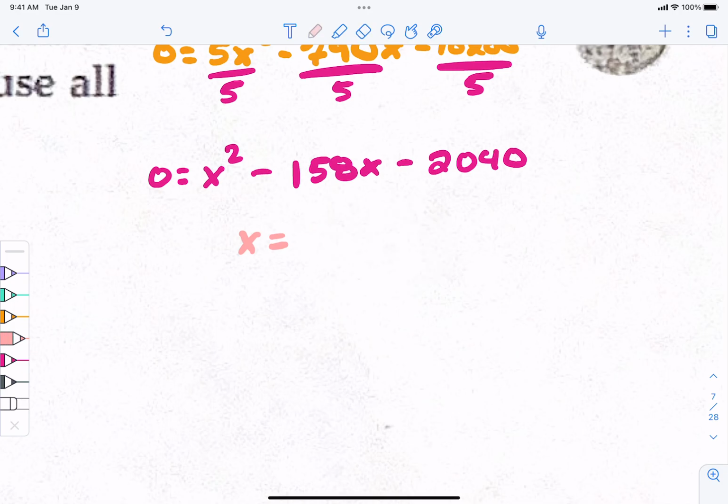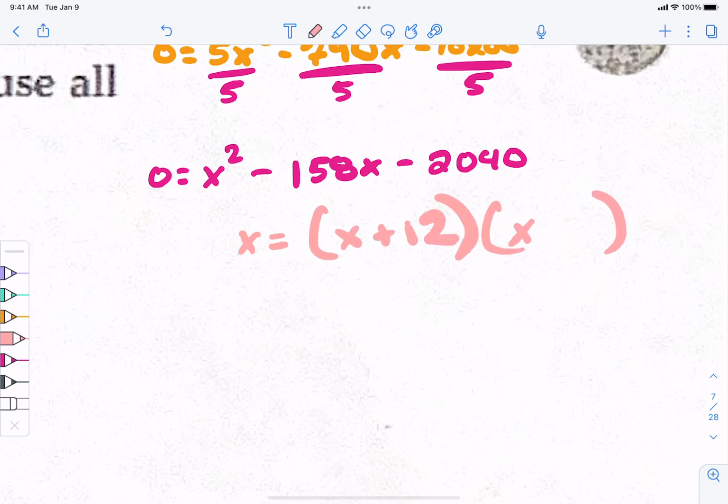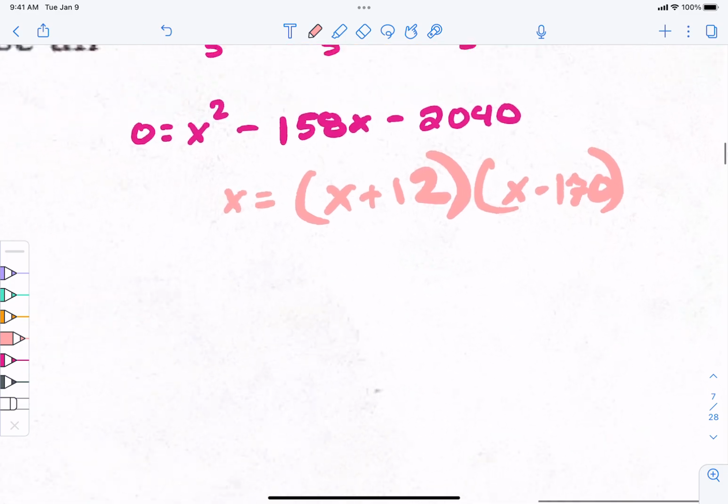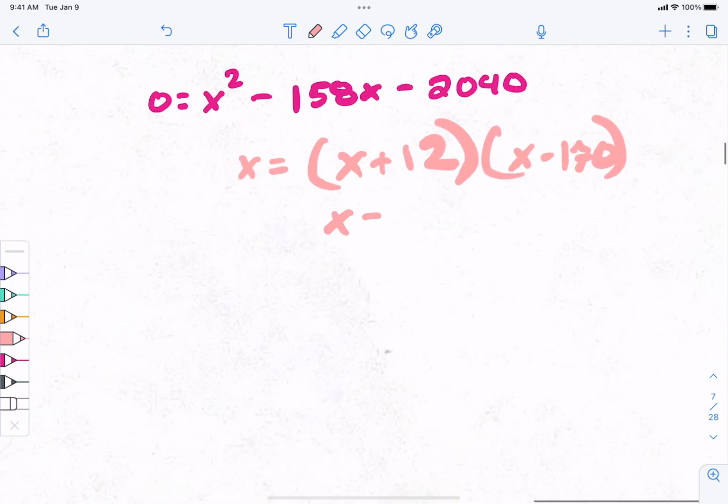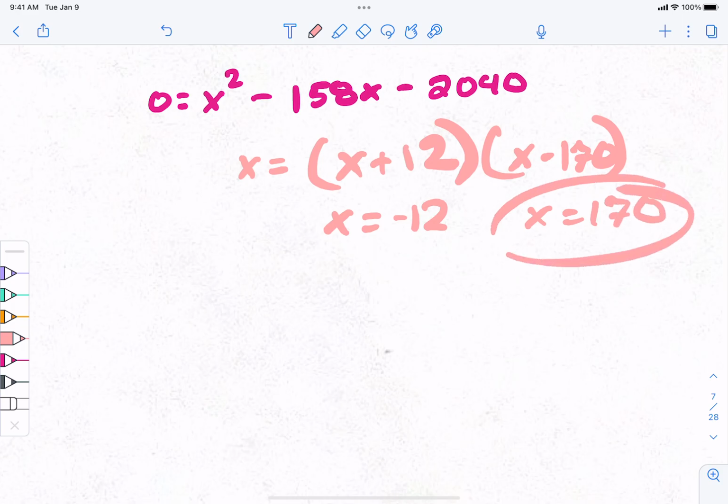It's negative 12. So we know this breaks down to x plus 12 and x minus something, right? What's 2040 divided by 12? 170. So it's x plus 12 and x minus 170. Awesome. Look at that. So our answers are negative 12, like Jake said, and positive 170. Okay, so we got two answers.